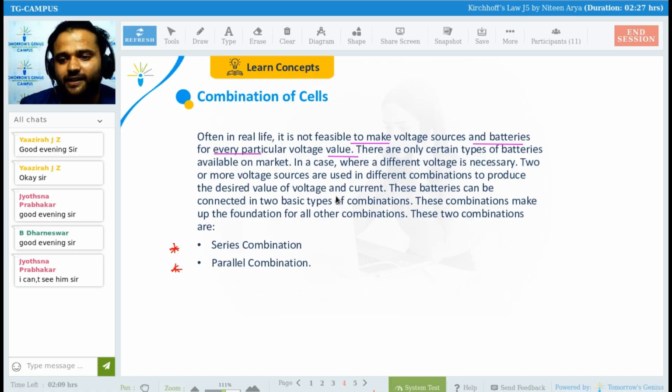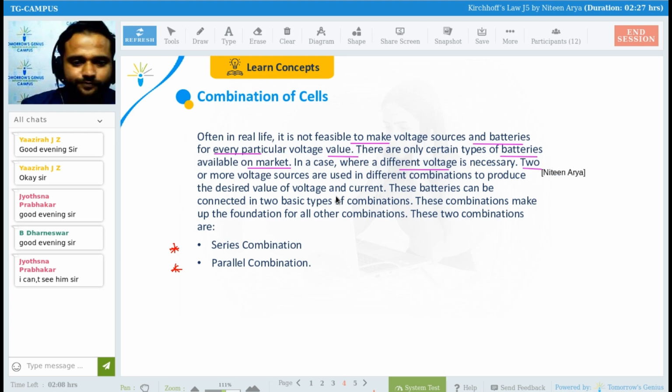Small batteries are combined to get a higher voltage. There are only certain types of batteries available on the market. Where a different voltage is necessary, for example, the cheap and easily available batteries are for 20 volts only, and for a particular instrument I need 100 volts or 60 or 40. So how can I get the voltage of that higher order? Obviously I need to connect the cells or batteries in a combination. There are two types: series combination and parallel combination. Is this clear, everyone?